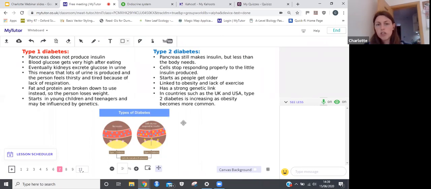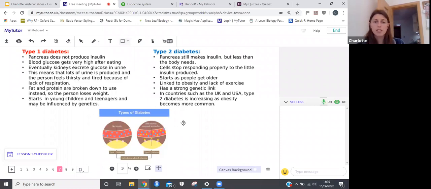By contrast, type 2 diabetes is when the pancreas still makes insulin, but less than the body needs, and the body doesn't recognize it properly. So the cells stop responding properly to the little bit of insulin that is produced. And this tends to start as people get older. So whereas type 1 diabetes is normally when you're a child, type 2 diabetes starts as people get older.